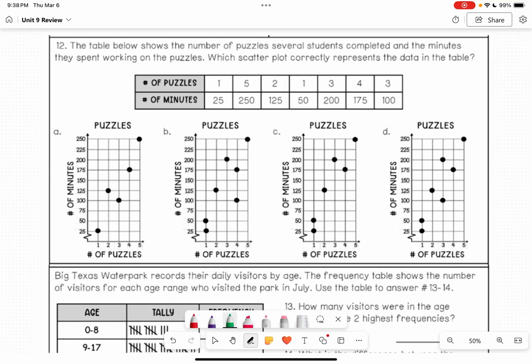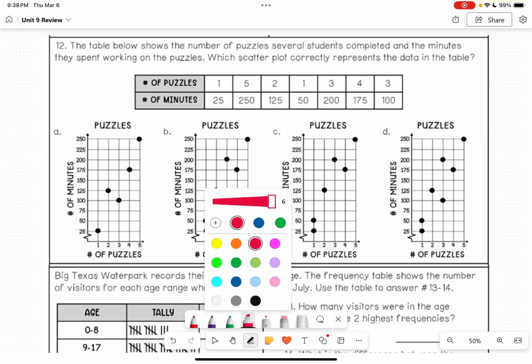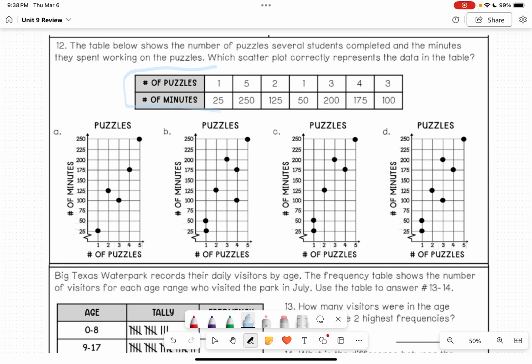Okay, the table below shows the number of puzzles several students completed and the minutes they spent working on the puzzles. Which scatter plot, oh my gosh, I cannot talk. Which scatter plot correctly represents the data in the table? So, same process. We are going to be taking all of this information in this chart and applying it to the scatter plots on A, B, C, and D. And we're going to see which one has them labeled correctly. Okay, so once again, I'm going to make sure that I do it one by one, and I'm going to take it a step at a time to make sure that we find the correct one.